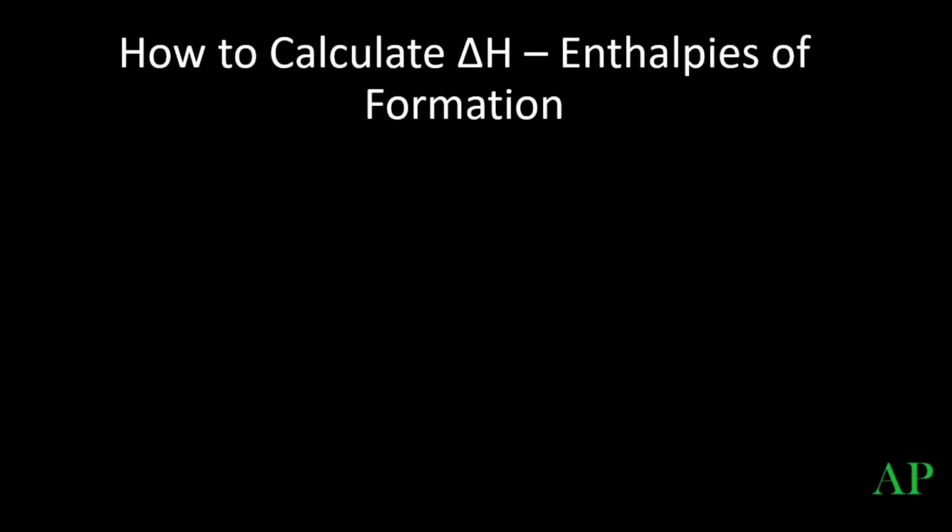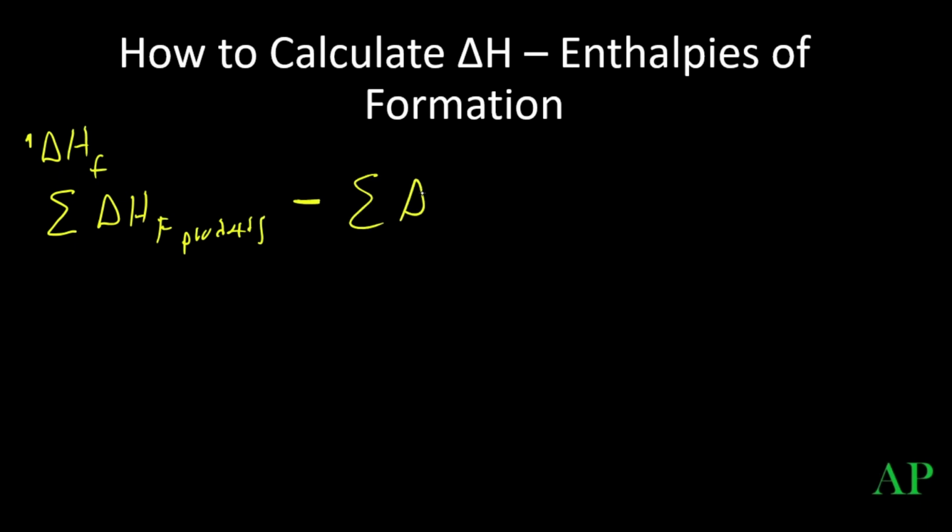So delta H for enthalpies of formation. Again, it will be denoted as follows. Your formula for this is going to be the sum of all my enthalpies of formation in the products minus the sum of all my enthalpies of formation in the reactants. So effectively, products minus reactants.